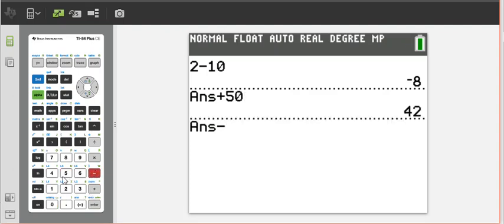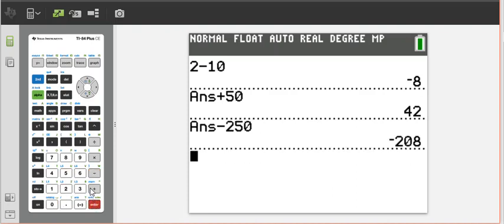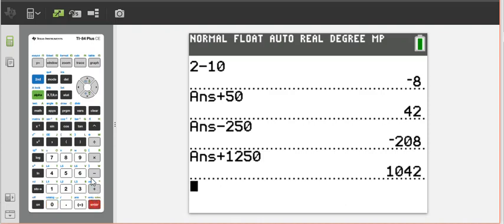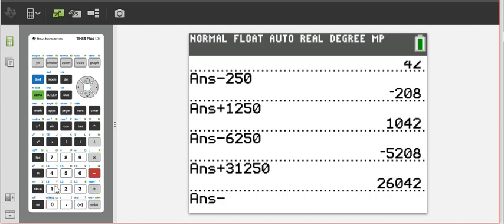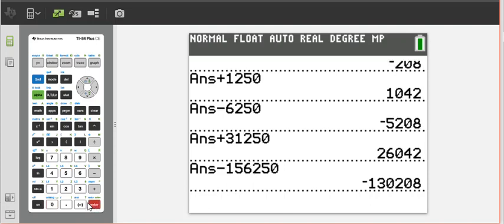I subtract 250, add 1,250, subtract 6,250, add 31,250, subtract 156,250. You can see that the sums are bouncing all over the place.